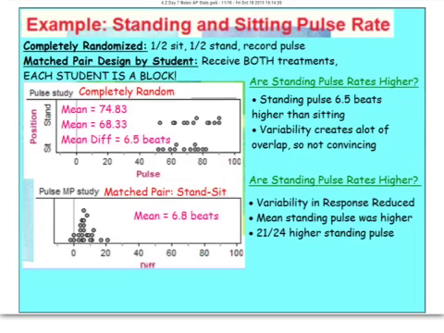You would, just like we did for the caffeine experiment, have half the class sit and take their pulse, and the other half stand and take their pulse rates. If we did that, the results could look something like this. This is a dot plot of the standing pulse rates. Here's a dot plot of those with the sitting pulse rates.